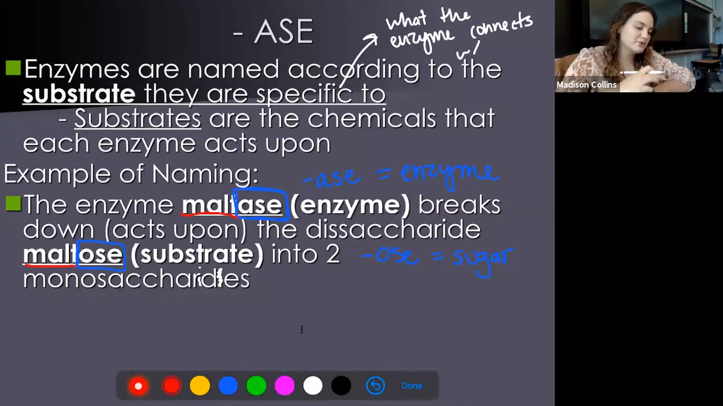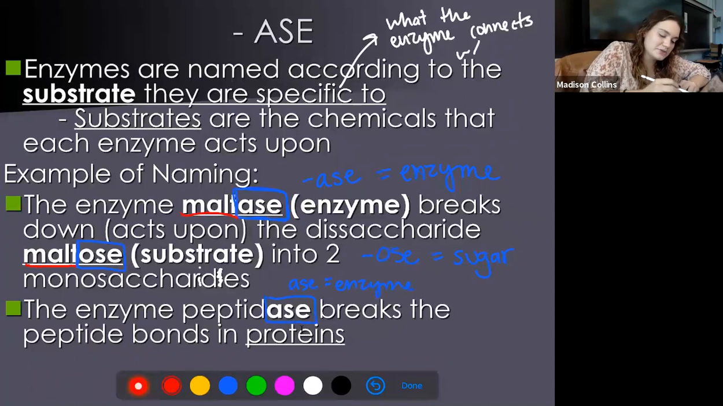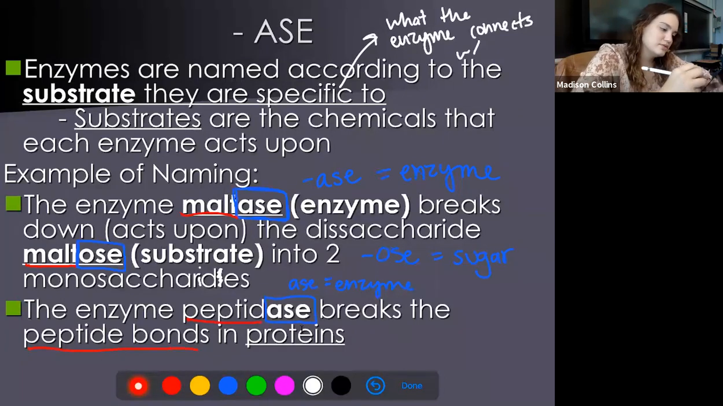Another example: the enzyme peptidase, which we know is an enzyme because it ends in ASE, breaks down the peptide bonds in proteins. So peptidase works to break down peptide bonds. Those enzymes are named according to what their job is. I'm going to write that down: named according to the substrate they are specific to, or what their job is.